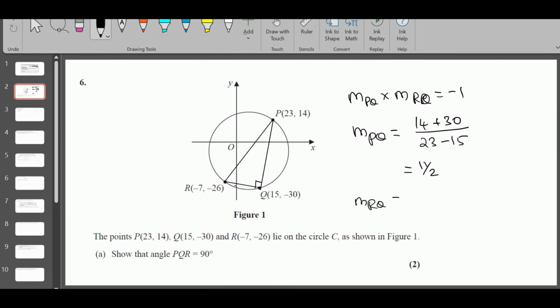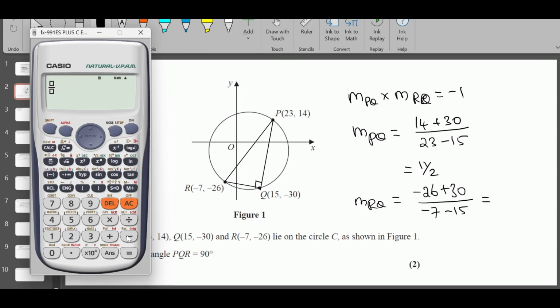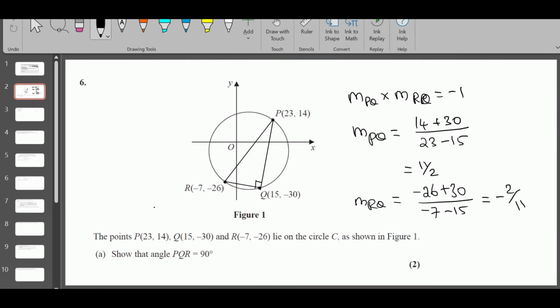Find the slope of RQ now. Y2 minus Y1 over X2 minus X1. That's minus 26 plus 30, which is 4, over minus 7 minus 15. It's minus 2 over 11. Look at the slopes. One is the negative reciprocal of the other, right? So therefore they are definitely perpendicular, correct?